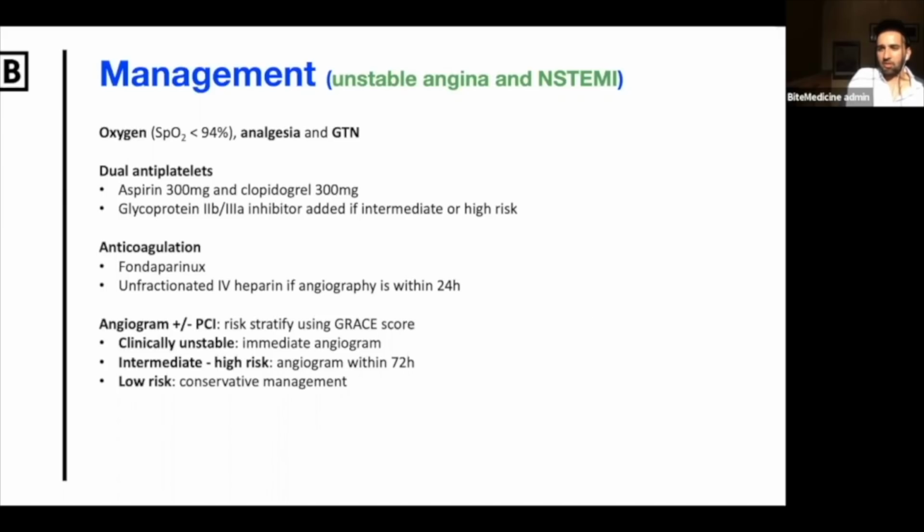Do you give morphine in the management? If they're in pain, you can give morphine. Generally, patients will need morphine at initial assessment anyway. Fine, let's move on. Long-term management.